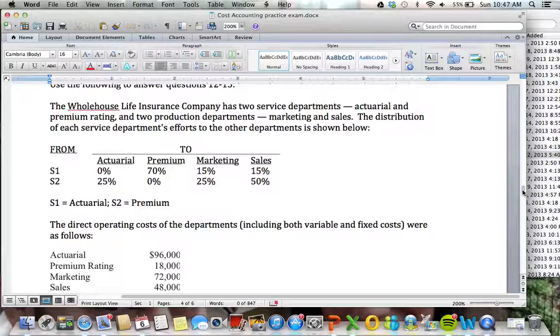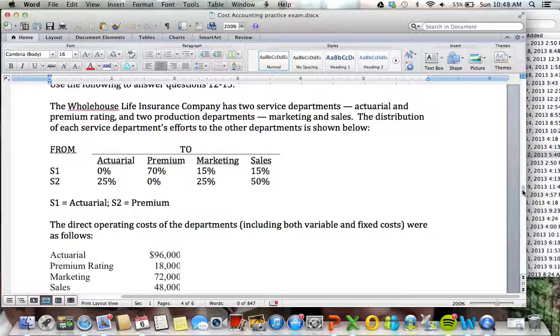So as you remember in the chapter when we went over this, and in the models in your businesses, the idea here is that we want to allocate costs to departments. And this includes direct operating costs, variable and fixed costs. Those you see already given to you below: actuarial 96, premium rating 18, marketing 72. That's already given to you in this problem. So the question is now, how are we going to allocate it using different methods? What are we going to do?